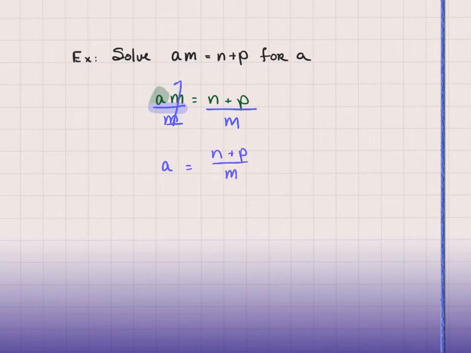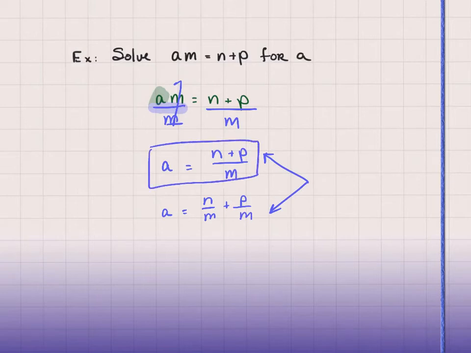Now, there is another expression you could write for this, or another equation. You could break that fraction up as n over m plus p over m. Either of these are correct, though. So I would stop right here, but be aware that if you were taking a multiple choice test and that was one of the answers, you could separate that fraction using the common denominator.